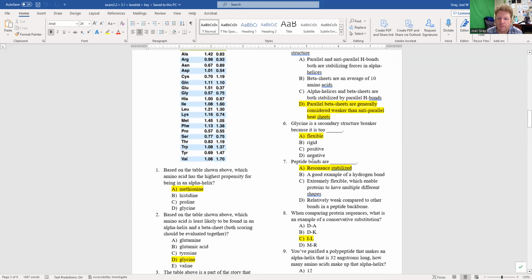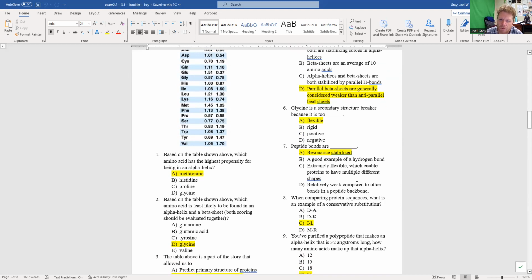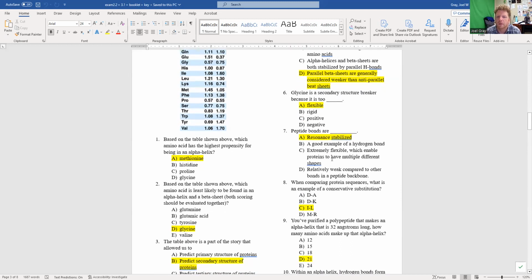Number 7, peptide bonds are A, resonance stabilized, B, good example of hydrogen bonds, wrong, C, extremely flexible, which enables proteins to have multiple different shapes, or D, relatively weak compared to other bonds in a peptide backbone. A is our correct answer.